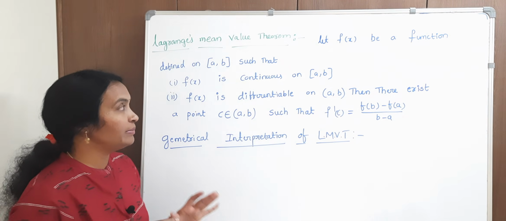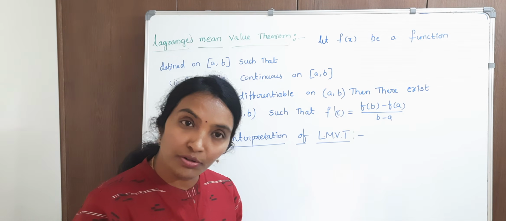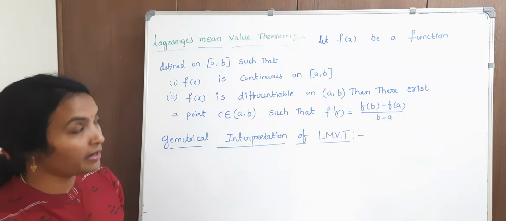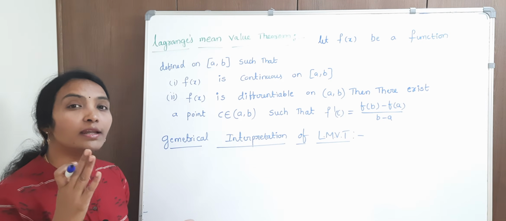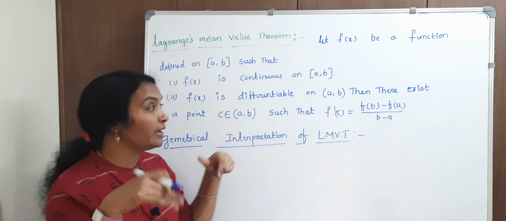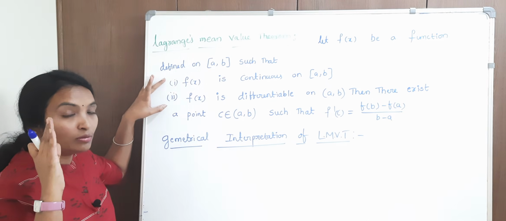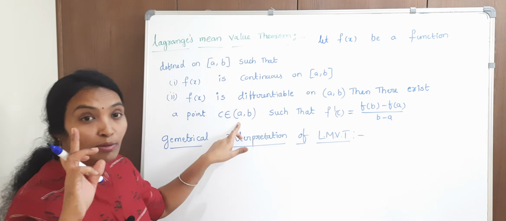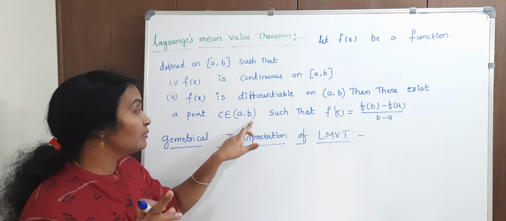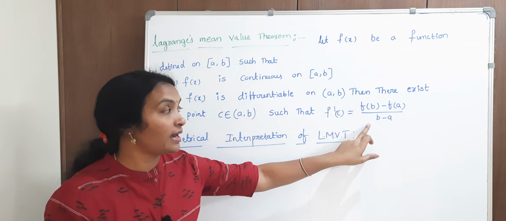This is the statement. Rolle's theorem states that if f is continuous and derivable and f of a equals f of b, then there exists c belonging to (a, b) such that f dash of c equals 0. Here we have only two conditions, whereas in Rolle's we have three. Here, with two conditions, there must exist one point in between these two, and then f dash c is this.